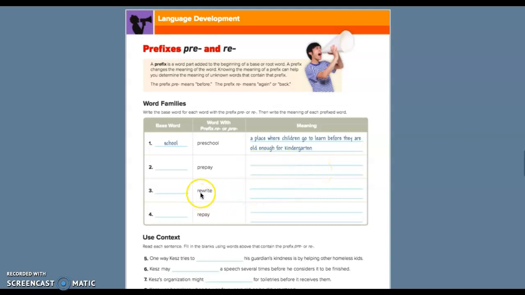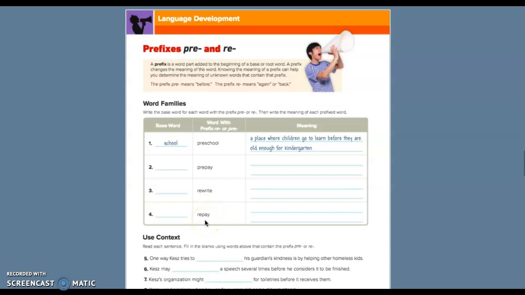Then we have rewrite. What would the base word be? Probably write. All right, so if you rewrite something, that means that you write it over again, right? You do it again. If I rewrite a letter, that's going to be something that I've already done. Or if I rewrite a check, well, they lost the first one, so I'm going to rewrite another check.